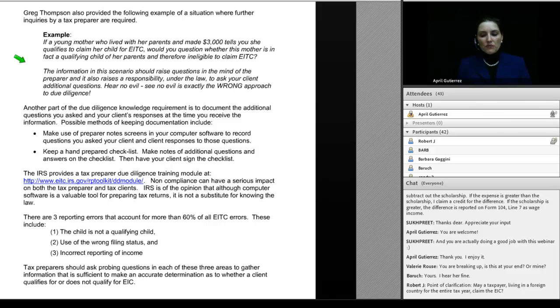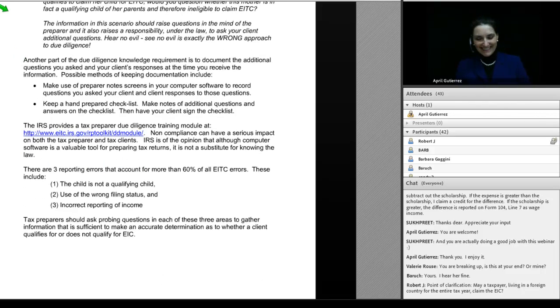The information in this scenario should raise questions in the mind of the preparer, and it also raises the responsibility under the law to ask your client additional questions. Hear no evil, see no evil is exactly the wrong approach to due diligence.